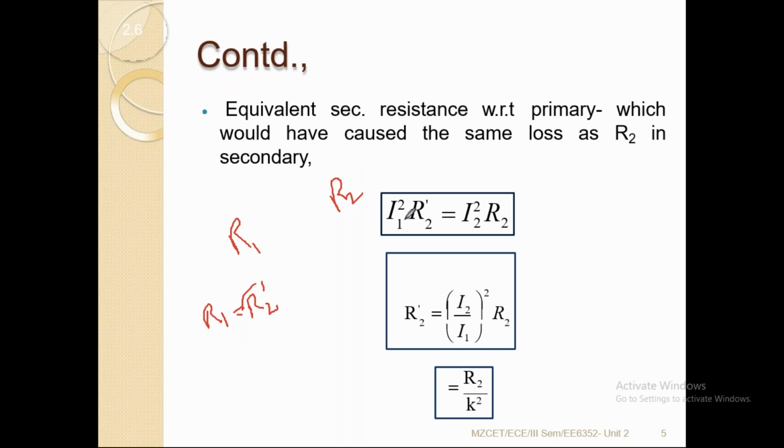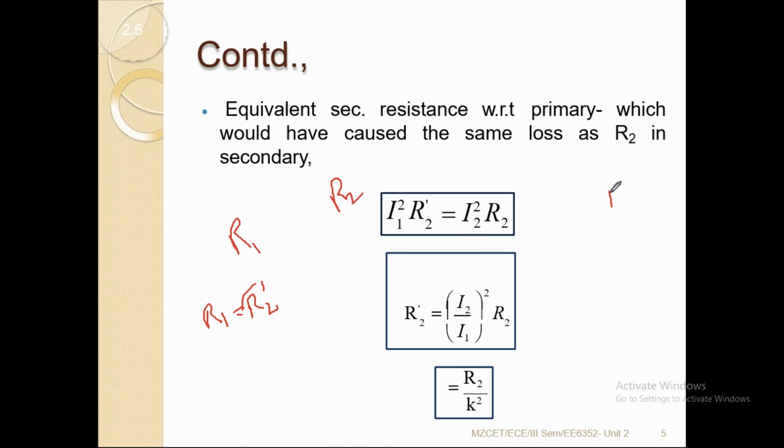Now I1 square R1, that is copper losses available on the primary, is equal to copper losses available on the secondary. Why? Because we are not connecting the load at the initial condition. That's why the primary copper losses and secondary copper losses both are equal. When the load is connected on the secondary, it will differ. Why? Because the primary differs and secondary differs because of the load connected to the secondary.